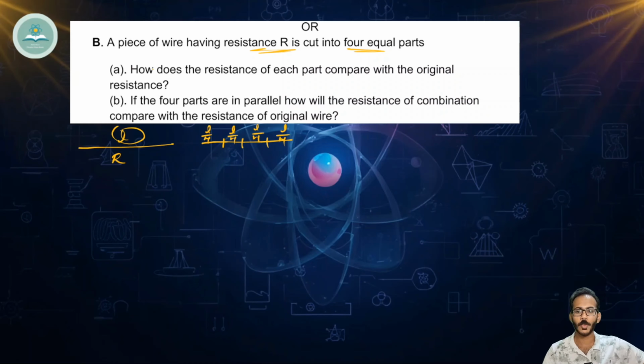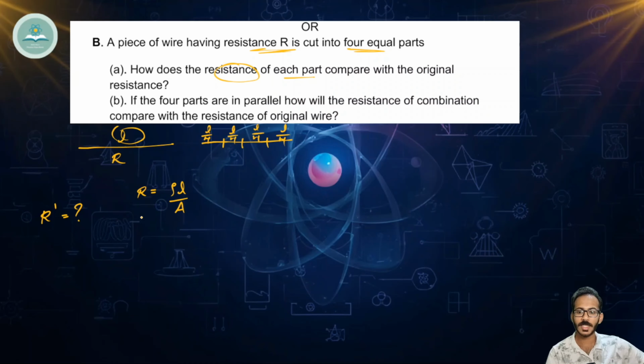Now we'll go to the question. How does the resistance of each part compare with the original resistance? We know original resistance is R. It's already given to us. So now let's find out the new resistance. Let me call the new resistance R dash. We'll find out what R dash is. We know R is equal to rho L by A.